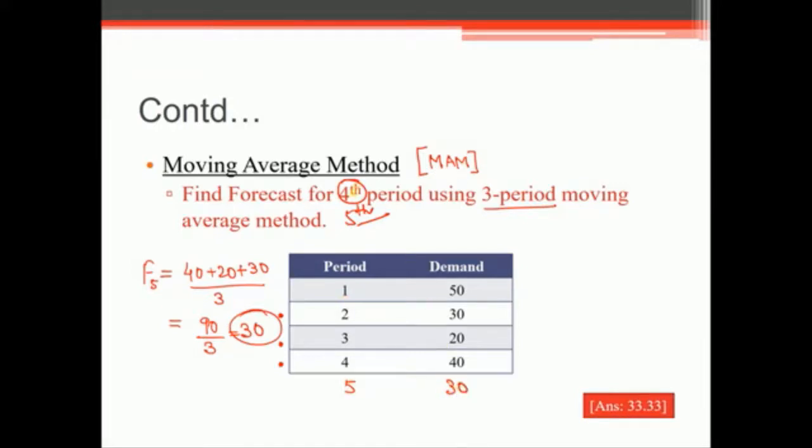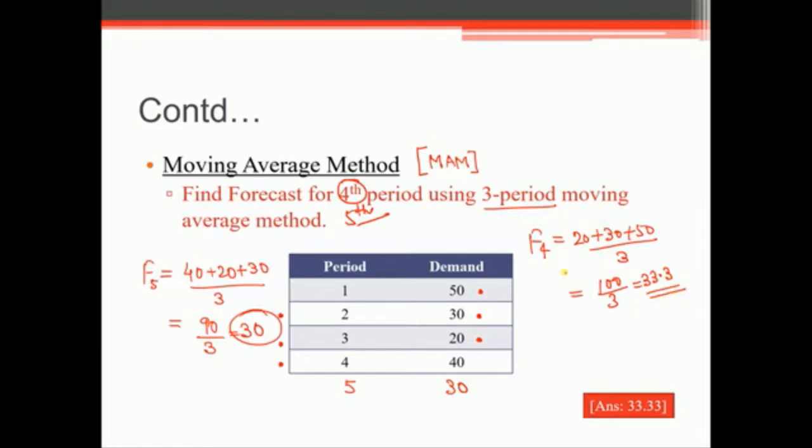Okay. Now suppose you are asked to calculate the forecast for the fourth period using the 3 period moving average method. For the fourth period, I have to find the 3 latest data. For the fourth period these 3 will be my latest data, and for the fifth period these 3 will be my latest data. So let's find the forecast for the fourth period depending on this table. This will be 20 plus 30 plus 50 divided by 3 again. 30 plus 20 is 50, plus 50 is 100, divided by 3 is 33.3.